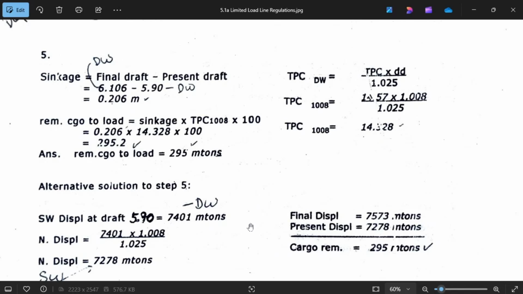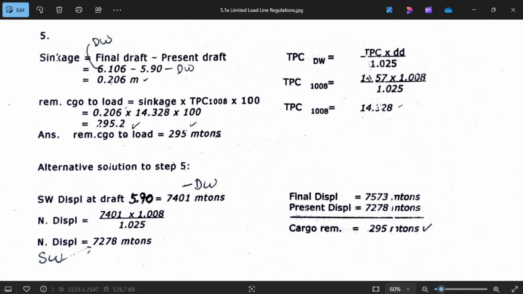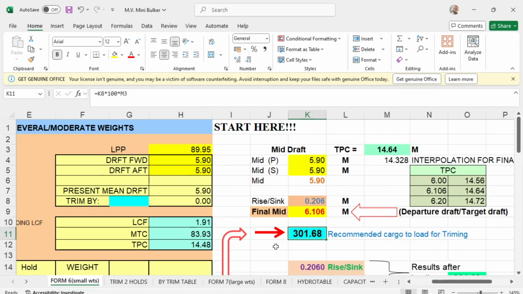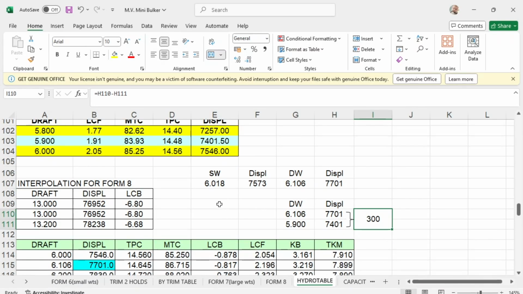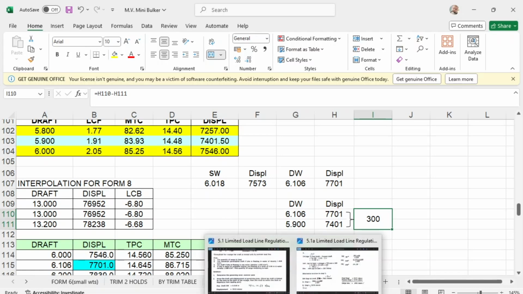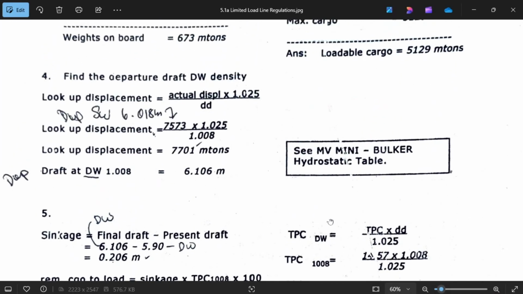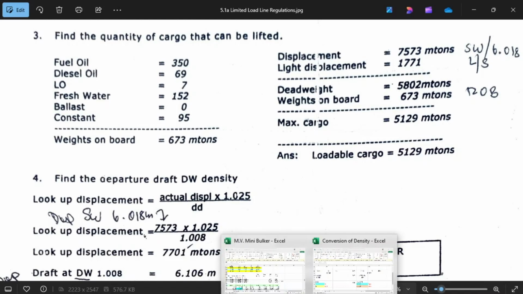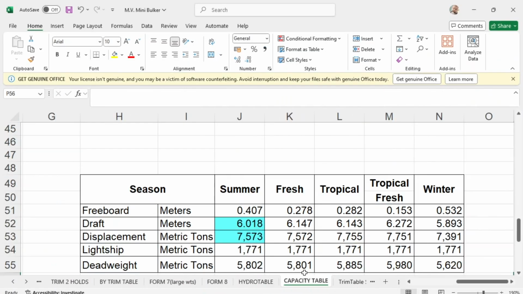Okay, but I have another solution, and I will prove it, why I get 301. Okay, so I start with this one, guys. Now our departure summer draft is 6.018, which is this one. 6.018. This is our displacement or departure draft, or this one, guys. Summer draft will be 6.018, and the displacement is 7573.